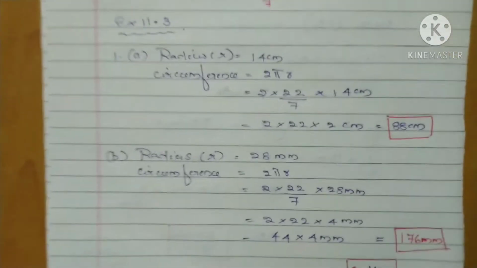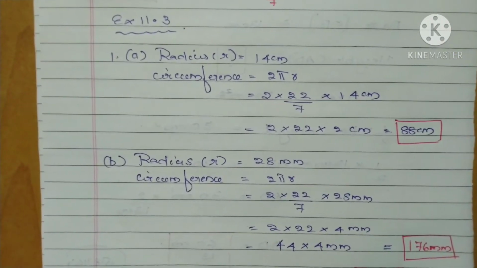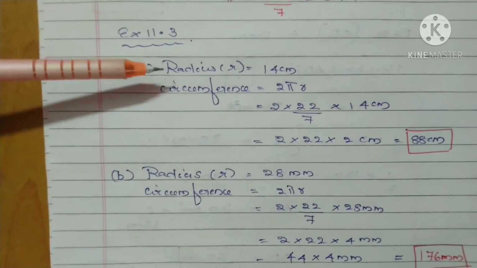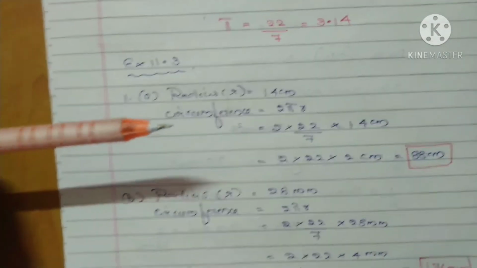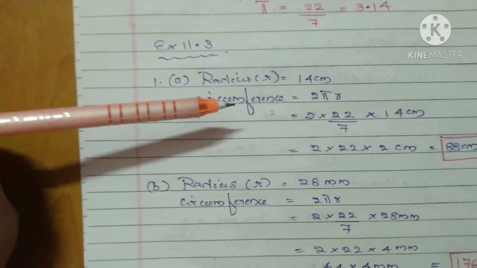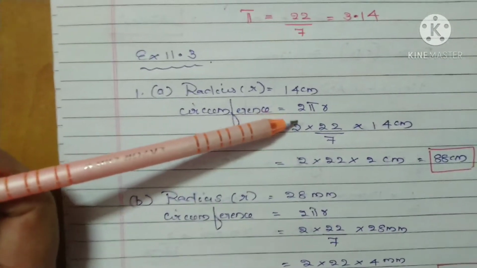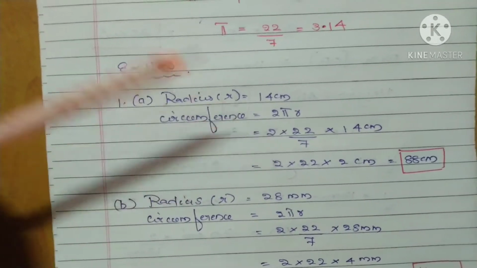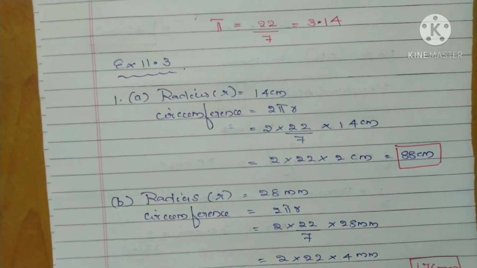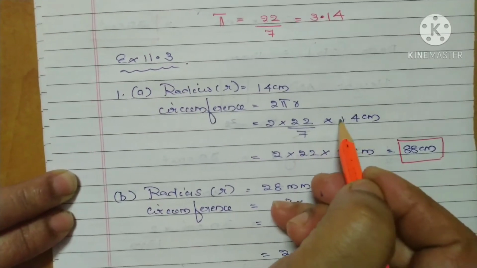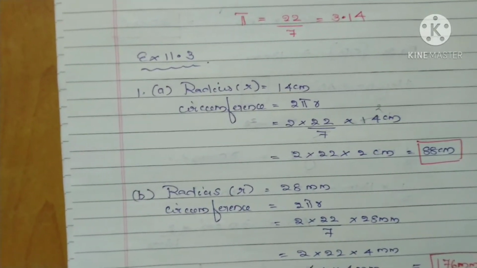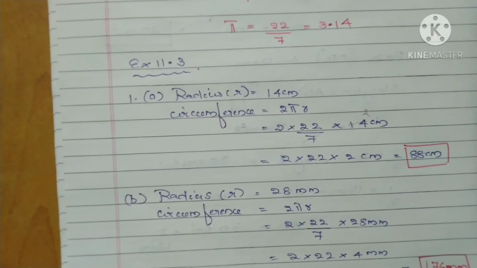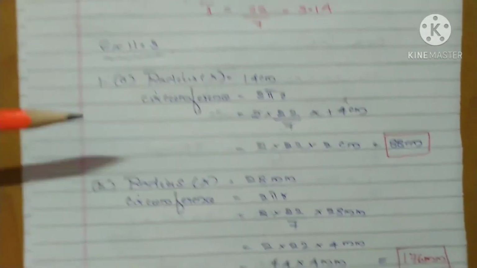Now we are starting exercise 11.3. First question, find the circumference. Radius is given, 14 centimeters. So to find the circumference, we can use the formula 2 pi r. 2 into pi, the value of pi is 22 upon 7, into 14. You can simplify like this, 7 2s are 14. So 2 into 22 into 2 centimeter, the final answer is 88 centimeter.